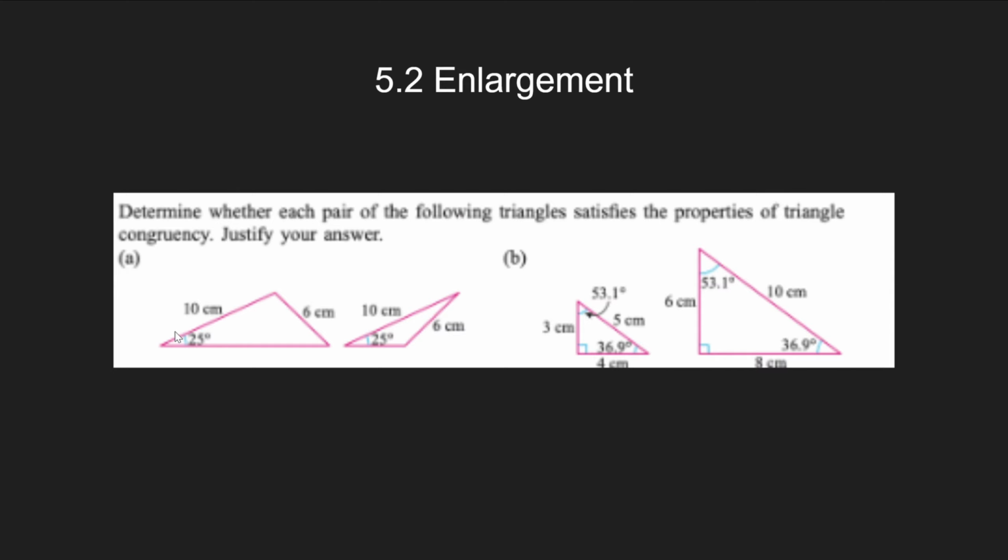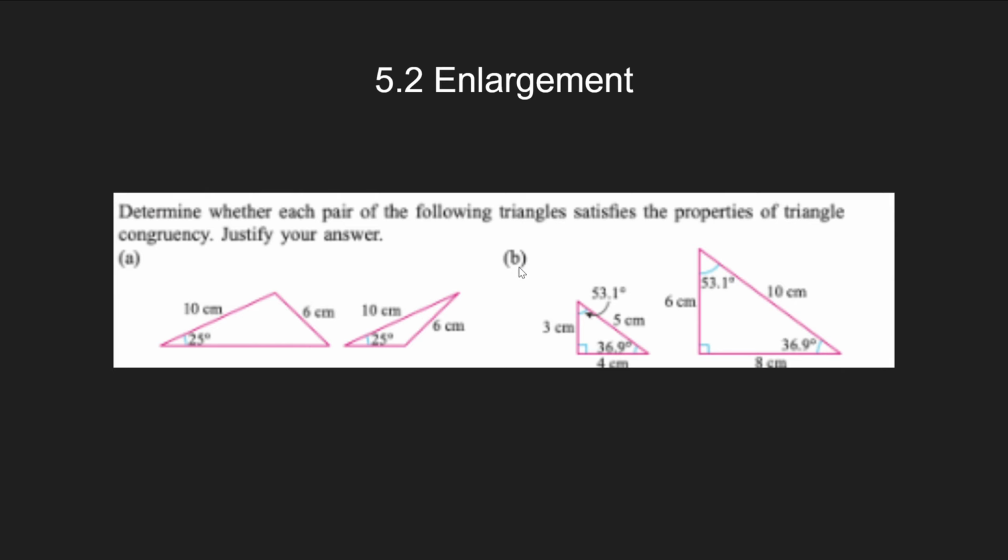So for the first one, you can see the lengths are 10 and 6 and the angles are the same, 25. But it is not a congruency. So the answer is no. Although both triangles have two corresponding sides and one corresponding angle of the same measurement, the remaining sides and angles are different in measurement. The areas are different. You can see the different size between the first triangle and the second triangle.